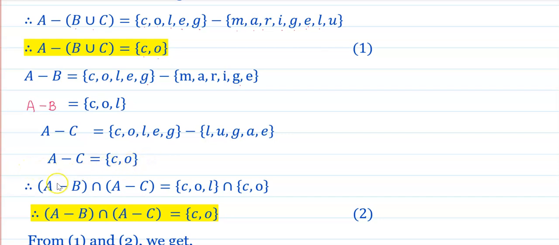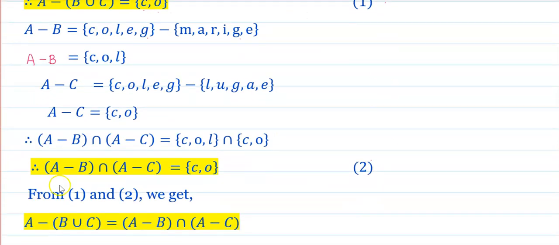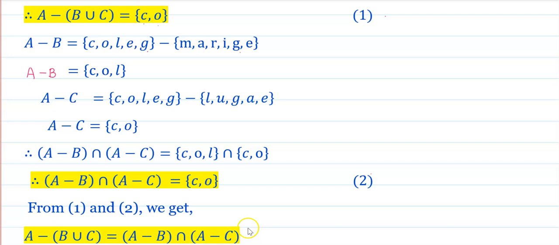Now their intersection. A - B intersection with A - C. That is A - B is {C, O, L} and its intersection with {C, O}. What are the common elements? The common elements are C and O. And therefore, from 1 and from 2, you will get A - (B union C) = (A - B) intersection (A - C). And this is the proof.